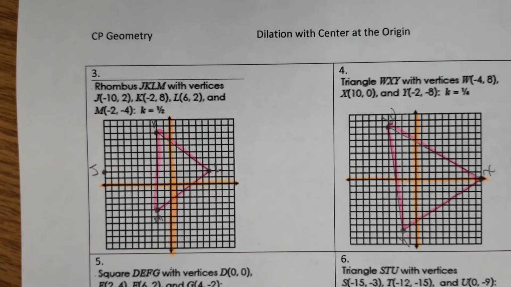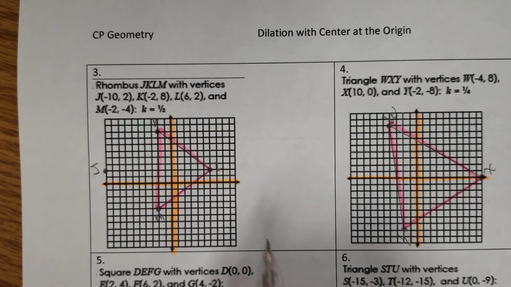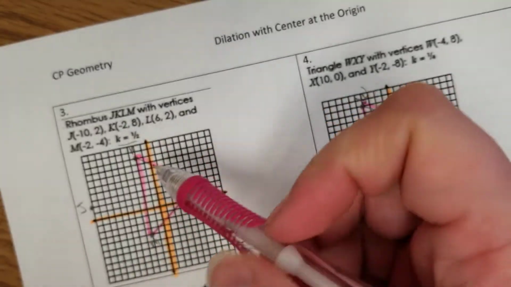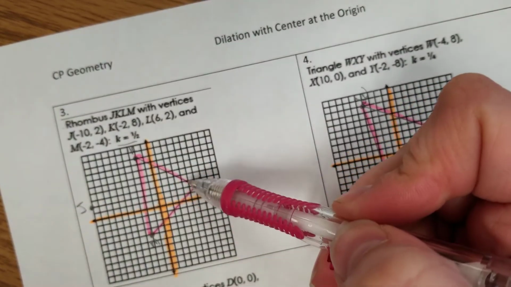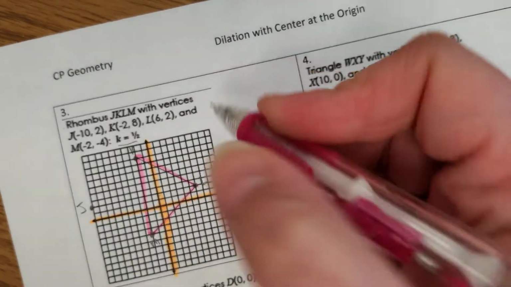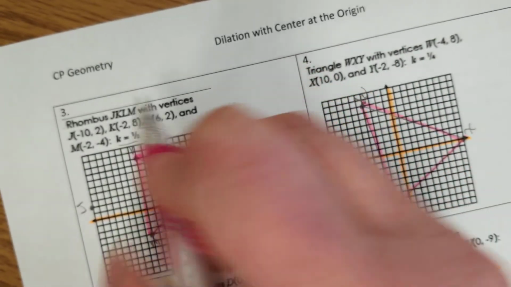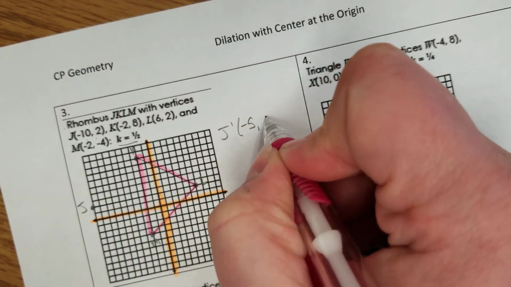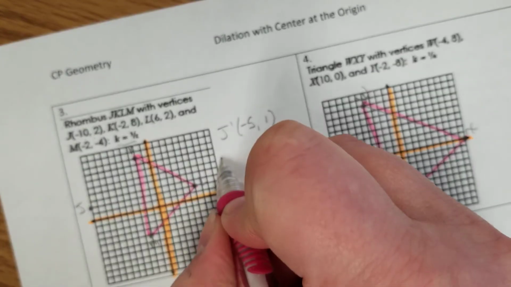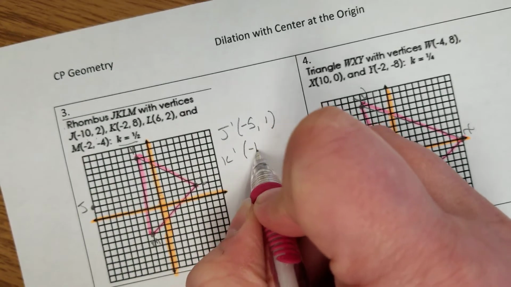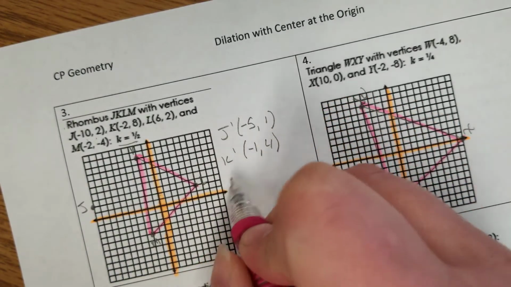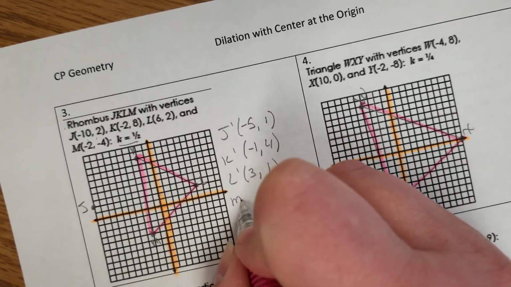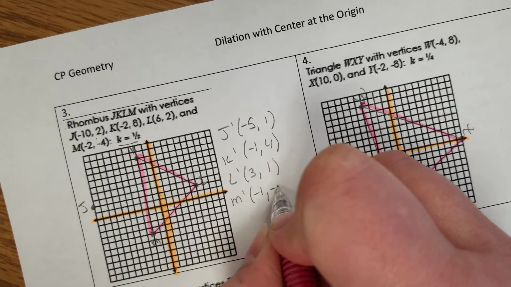Now here on the back, for 1 and 2 we had enlargements. For this one, we have k equals 1/2, which means we're going to start with our triangle, and it's going to become smaller than our original. So for J prime, we take (-10, 2) and multiply by 1/2, so that we get (-5, 1). Then K prime, we get (-1, 4). L prime is (3, 1), and M prime is (-1, -2).